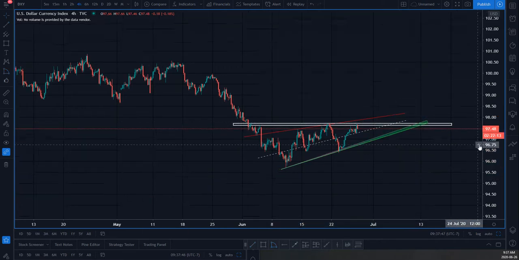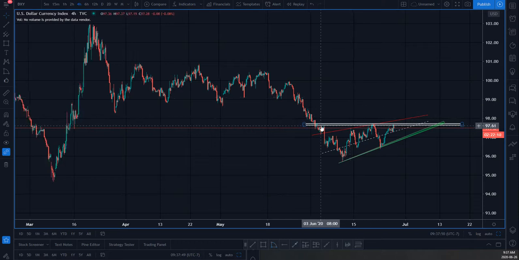So that is going to be my analysis on the DXY. We'll see how it goes. This is a pretty important level here at 97.